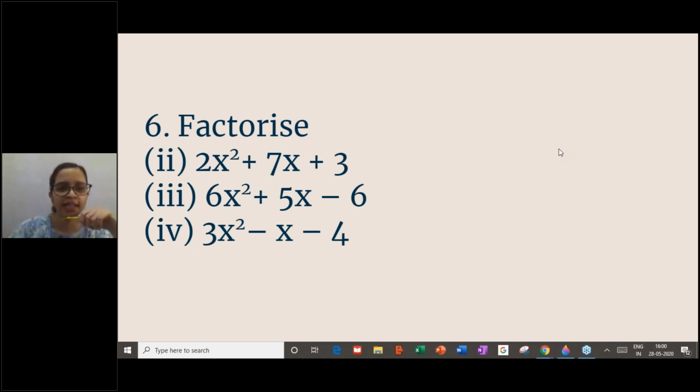Okay, so what do you do in this case? Ones who are stuck or ones who are still having trouble finding it out, multiply A and C. What is A and C in this case? A is 2, C is 3. So 6, right? So write what are the factors of 6? 1 into 6 and 2 into 3, correct? Which of those factors gives you 7?